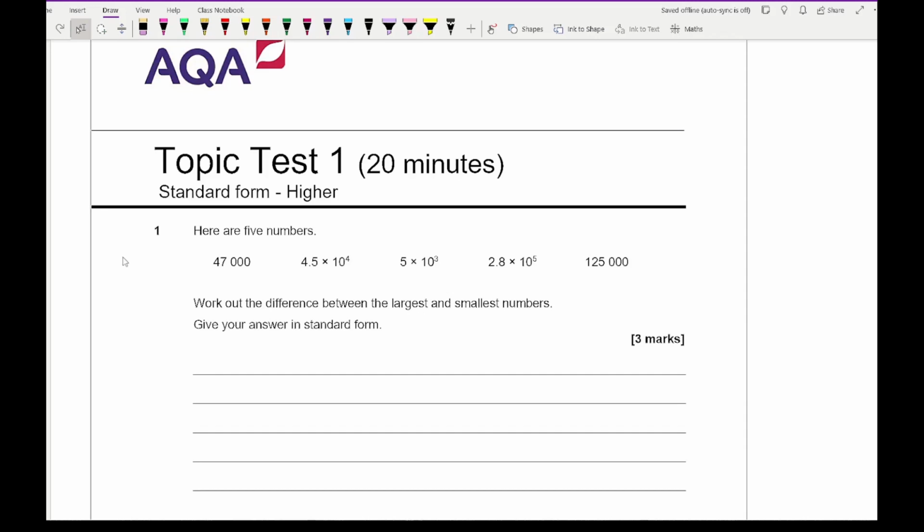is asking us is to work out the difference between the largest and the smallest numbers. So first things first, what we need to do is write all the numbers in ordinary form, just so we get a clearer picture as to which is the biggest and which is the smallest. Now this step isn't really essential, but it's something that you may want to choose just to make your life a little bit easier in terms of working through this. Once you've got the numbers in the same format, it's just a case of recognizing which is the biggest and which is the smallest. So this number here is our smallest, and which number is our biggest? Well, it's going to be this one here.